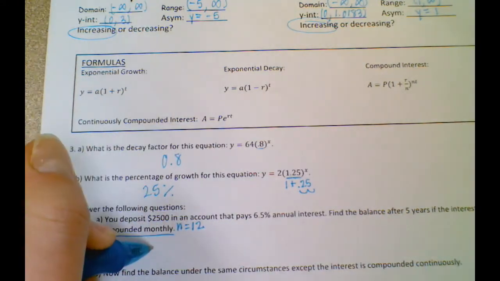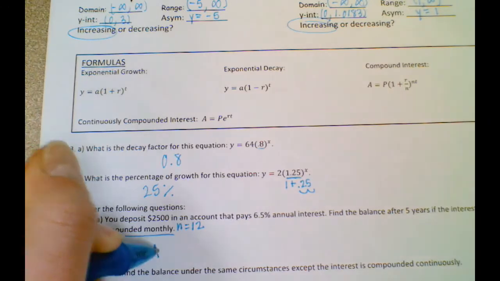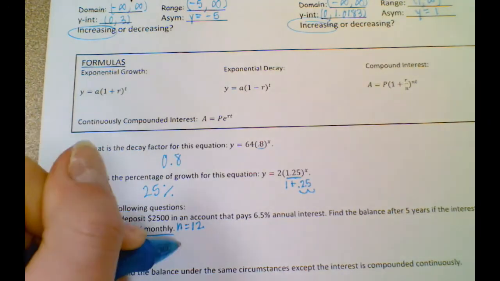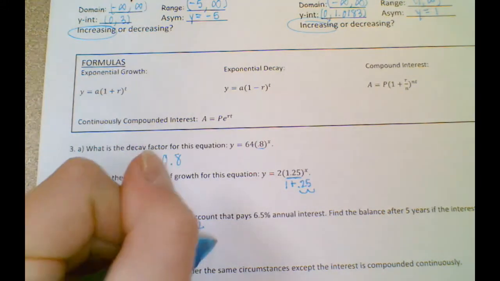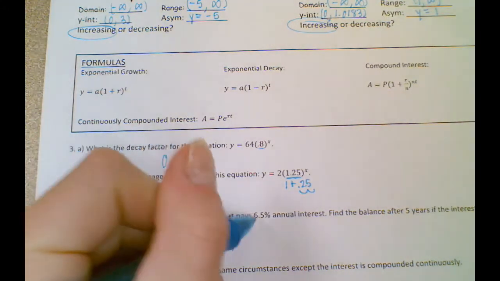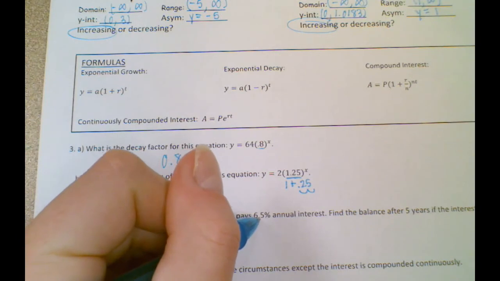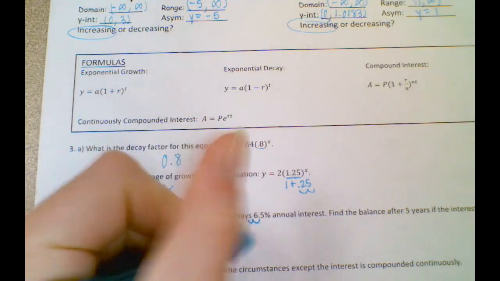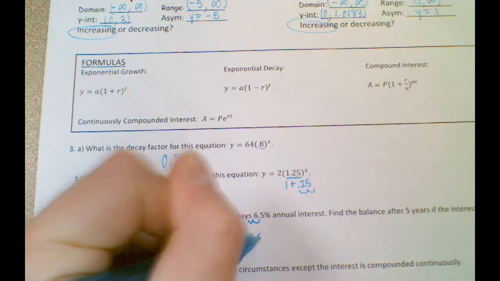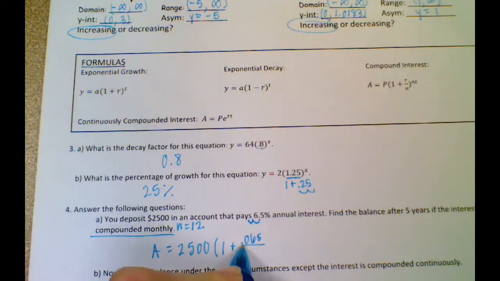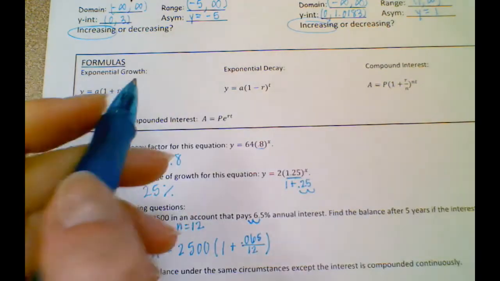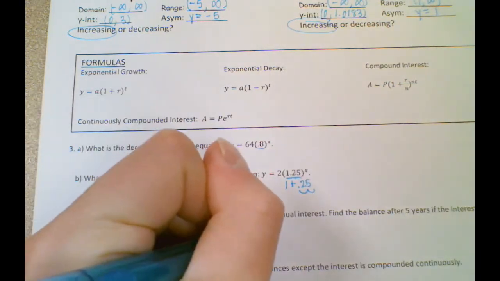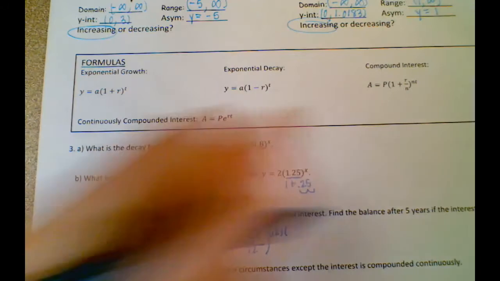So we don't know what that end amount is. We deposit $2,500, so that's what we start with. 1 plus, we have 6.5% annual interest, so I'm going to move this to the left too. So this is going to be 0.065 over n, which is 12, to the power of 12 times how many years? 5 years.